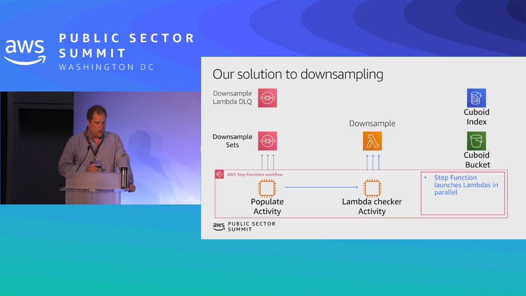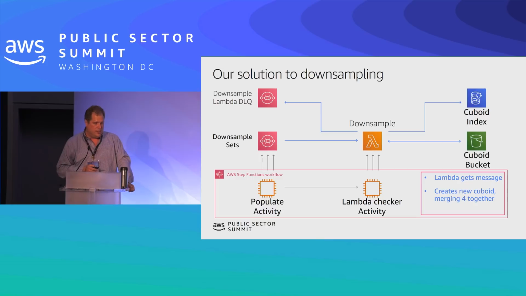And then when it actually gets them all in, the Lambda checker activity then fires off a whole bunch of Lambdas in parallel. And all it's doing is firing off Lambdas and telling them to go do work. The one thing it does do is it's got a little smarts in there to say, are Lambdas throttling? And if so, they pause for a second, check to make sure Lambdas stop throttling, and then continue on. And at this point, those Lambdas then go grab a message out of the downsample queue, and then they actually go and grab those 4 cuboids that they need to work with and convert them into the cuboid for the next resolution level and write them out to the cuboid index and cuboid bucket.